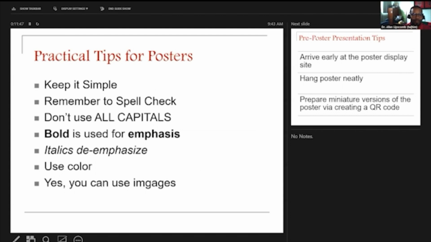Some practical tips for posters. Again, I can't say this enough. Keep it simple. Remember to spell check. Don't use all capitals throughout your poster, right? Bold is used only to emphasize something. Italics to de-emphasize something. Use color sparingly, but you can be creative. And yes, you can use images as well.